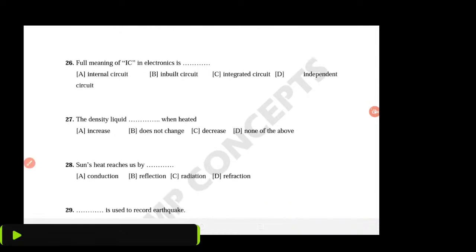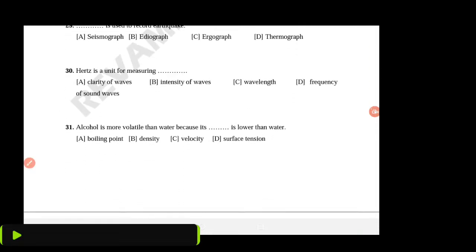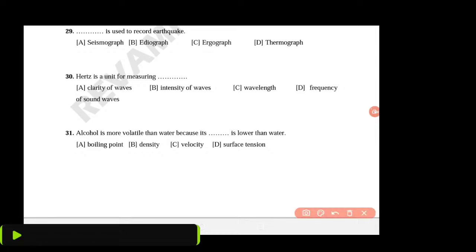Okay, we go straight to question 29. Question 29 says that is used to record earthquake. Sorry, we are treating question 29, not 28. The correct option for question 29 is A, which is a seismograph. Seismograph is used to record earthquake.